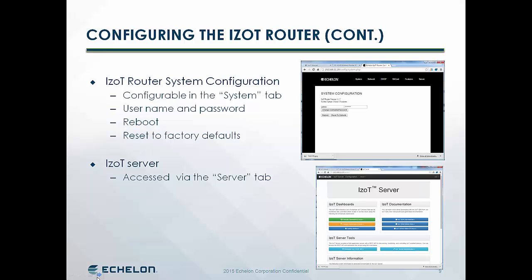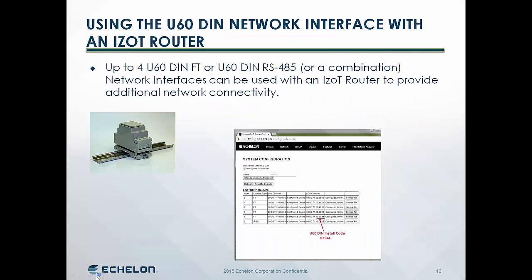Configurable in the System tab are things such as username and password, IzoT router reboot, and you can reset your IzoT router back to factory defaults. The IzoT server is accessed via the Server tab. You can use up to 4 U60 DIN FT or 4 U60 DIN RS485 or a combination thereof to provide for additional network connectivity with your IzoT router.